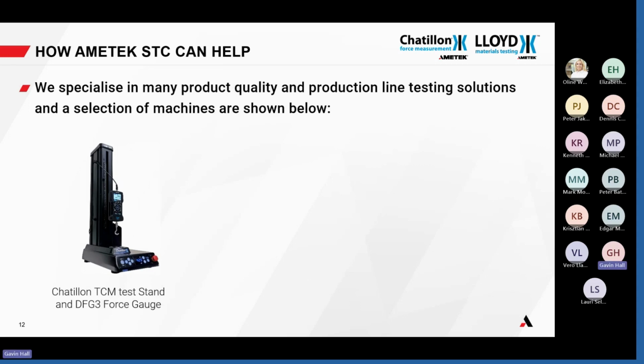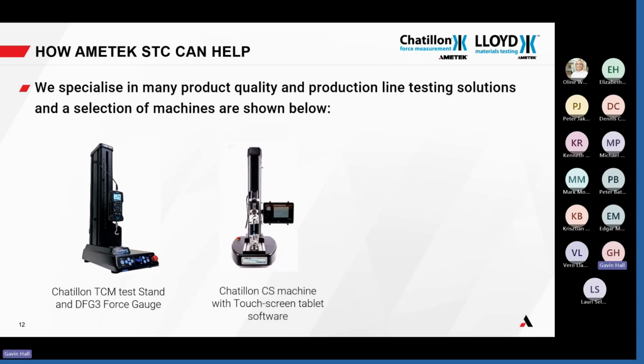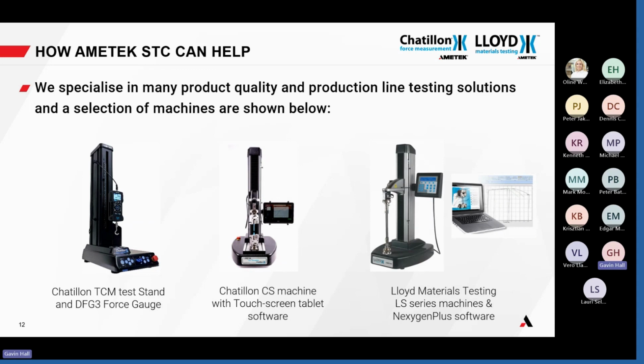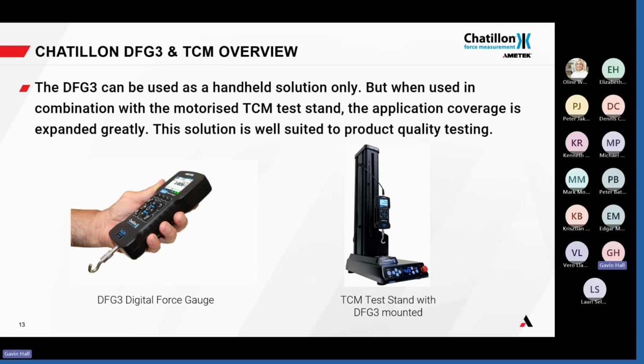So the Chatillon brand of machines, motorized test stand with a digital force gauge. We have a Chatillon CS machine with a touchscreen tablet, so a built-in computer to control the machine. And we have our Lloyd's materials testing LS series machine with its additional NextGen Plus software. So these are single column machines. We obviously make larger machines as well, but we're concentrating on the single columns today, and in focus on the Chatillon test stand today.